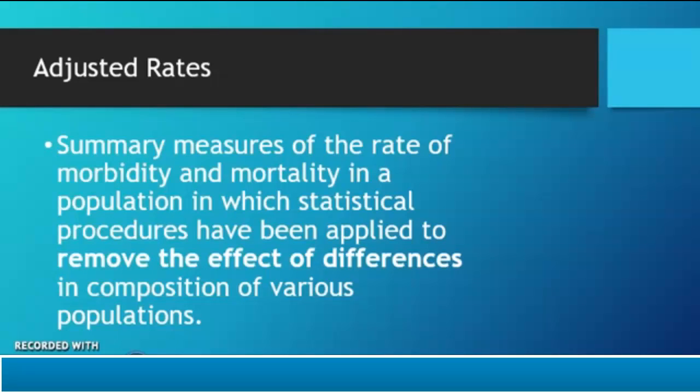So it's a summary measure of the rate of morbidity and mortality in a population in which statistical procedures have been applied to remove the effect of differences. That's key. It's removing all the differences that are there between the comparison. So you're comparing different populations, but you do a calculation to remove that effect.